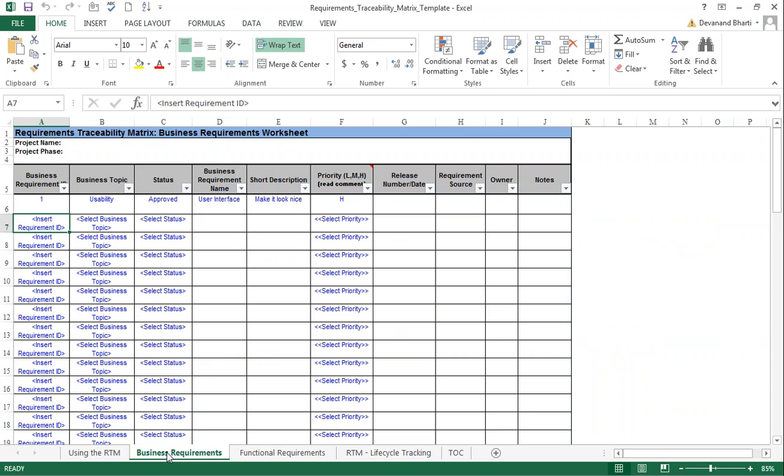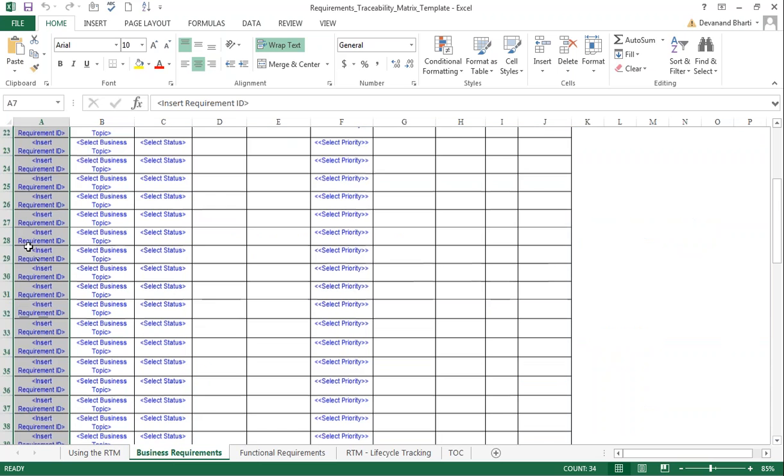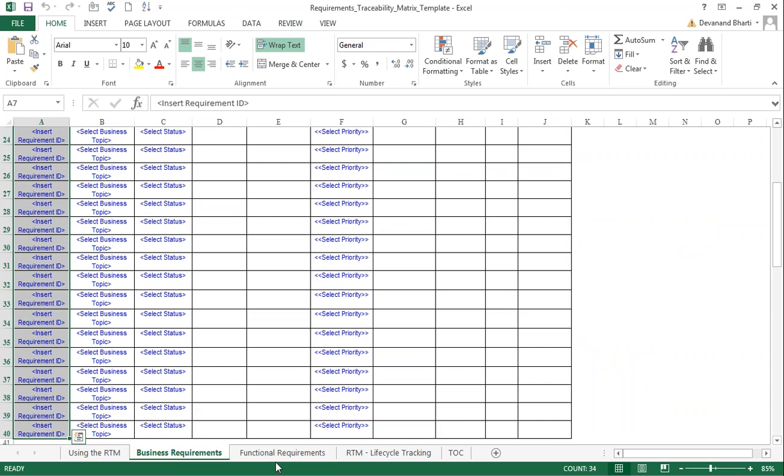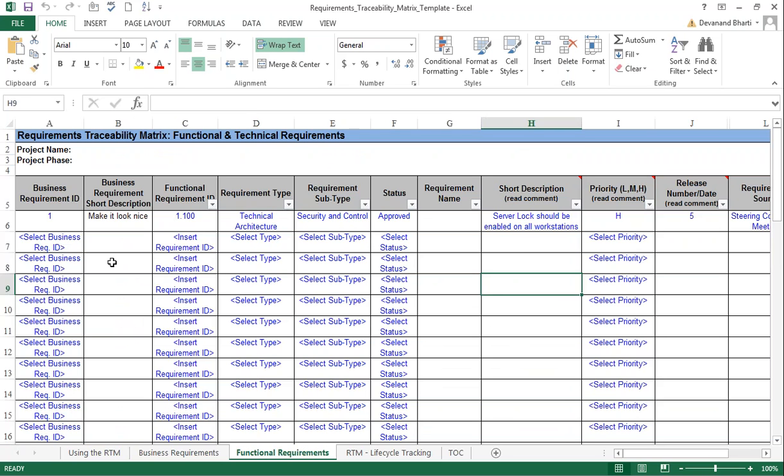Your customer gives you a business requirement, and then you build your functional requirements from that. Once you have the business requirements, you define an ID for all of them, and all of them will be listed in one certain place. One business requirement can have 5 functional requirements out of it. Those functional requirements will again be listed here, and then you will have an associated business requirement ID for that.